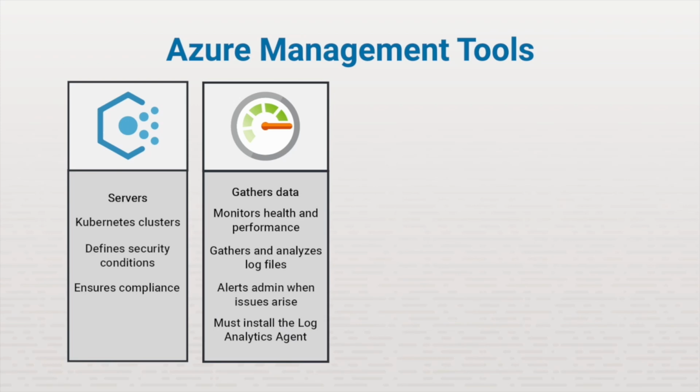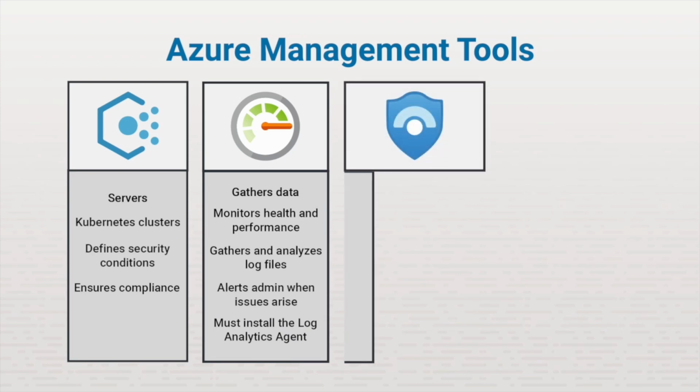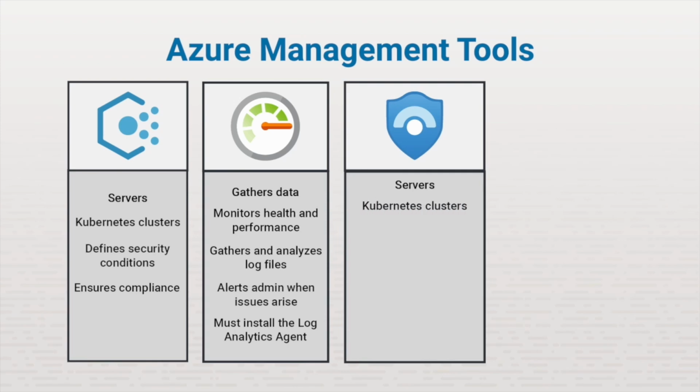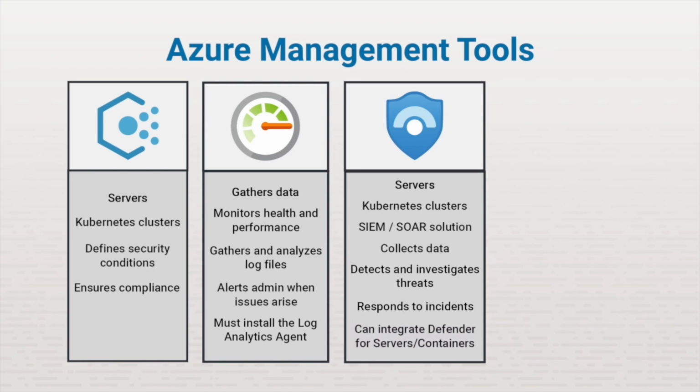Azure Arc even allows us to integrate Microsoft's Sentinel with our servers and Kubernetes clusters. Sentinel is Microsoft's SIEM and SOAR solution. Once we've onboarded our network resources with the service, Sentinel can be used to collect data from all our network resources, detect and investigate threats using AI, and respond to incidents rapidly. We can also integrate Microsoft Defender for servers and Microsoft Defender for containers to provide additional security for our servers and Kubernetes clusters.